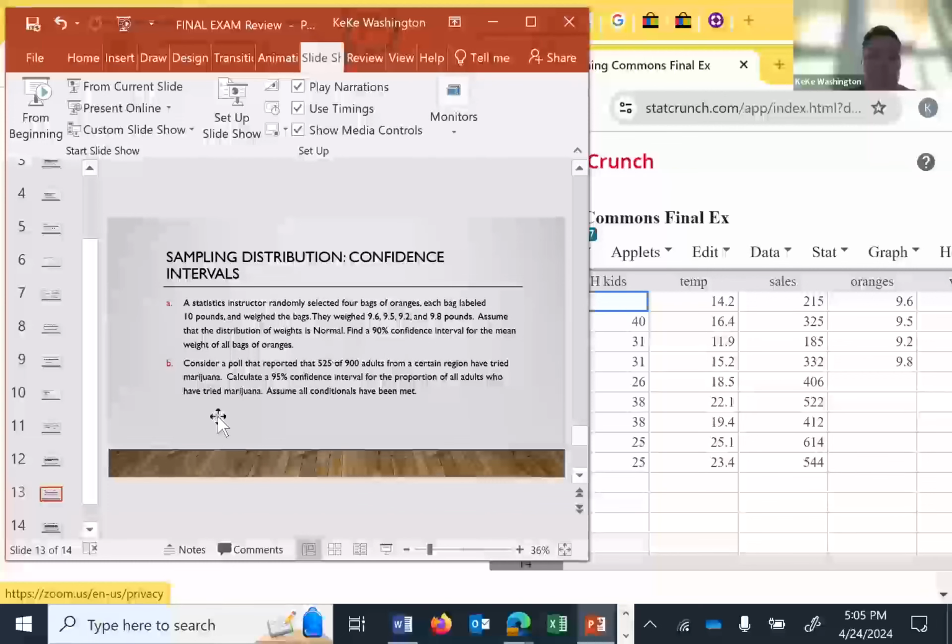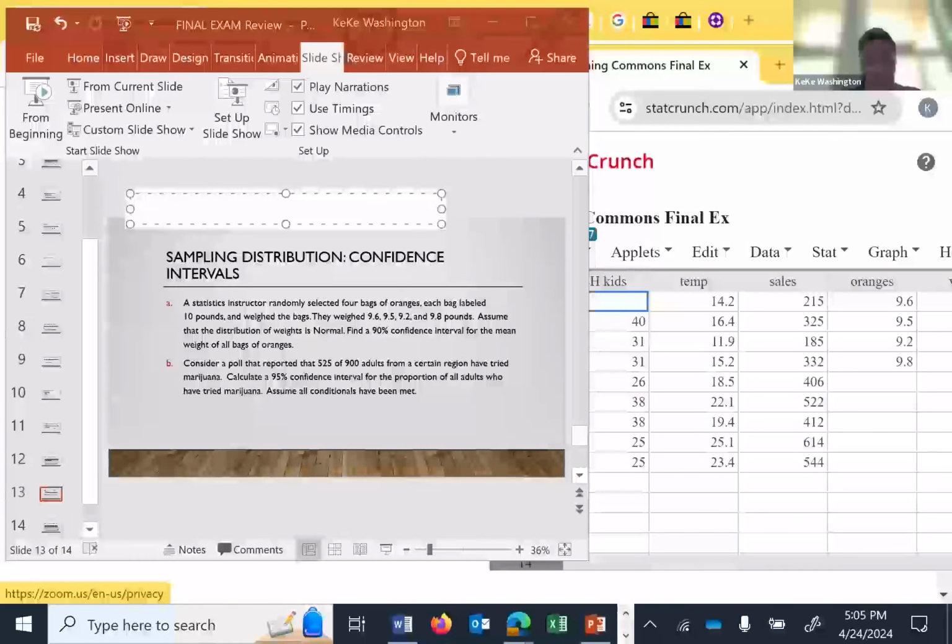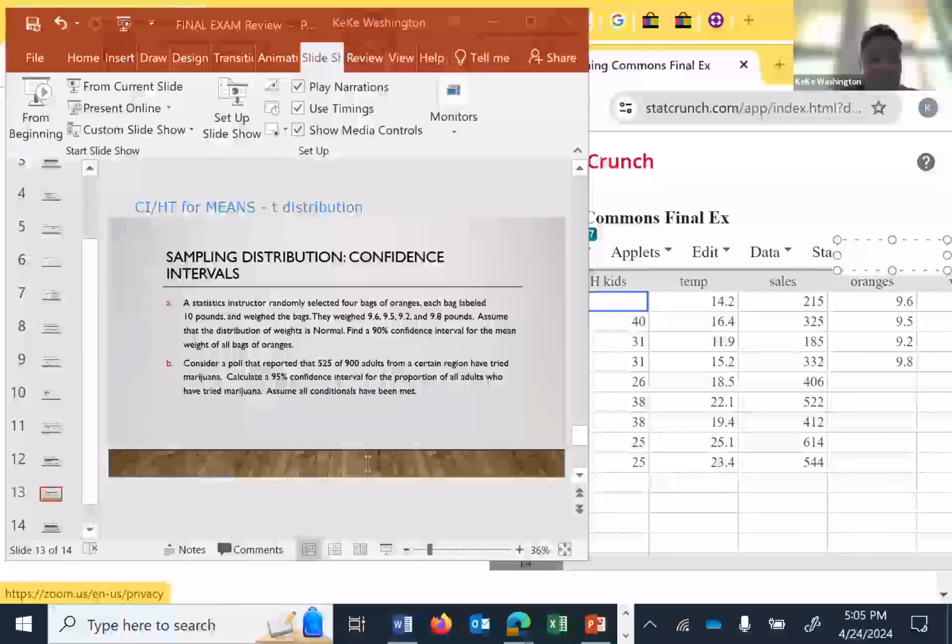Now, the thing you want to remember is that anytime you're calculating a confidence interval or a hypothesis test for means, they don't follow the normal, they follow the t-distribution. These are the only 2 that you would use a t-distribution for. All right, so we're going to do a 90% confidence interval for mean. So we're going stat, oops, let's try that again.